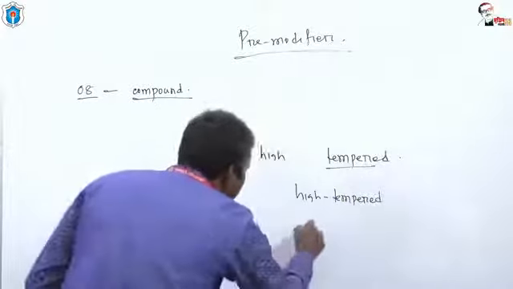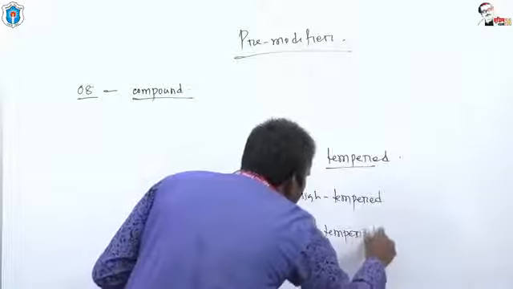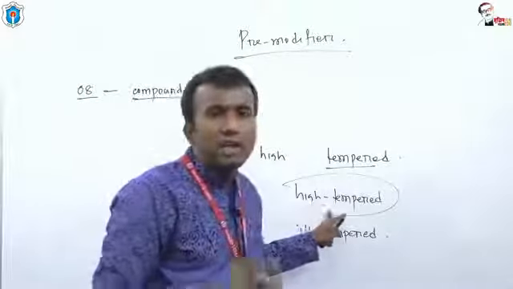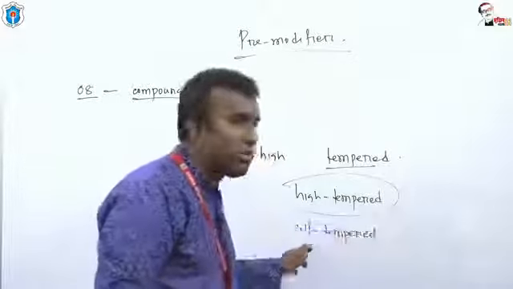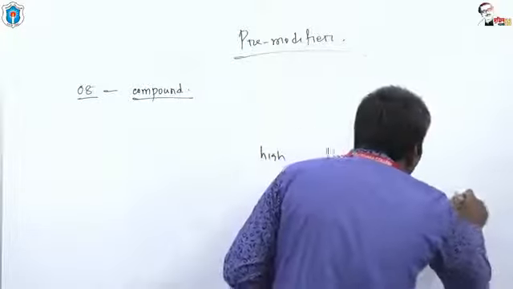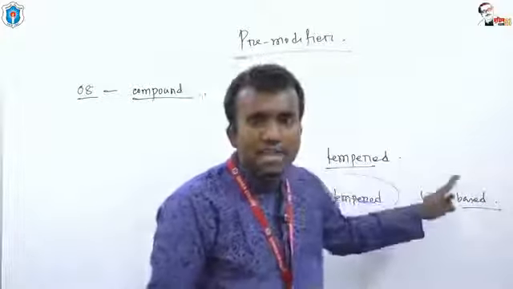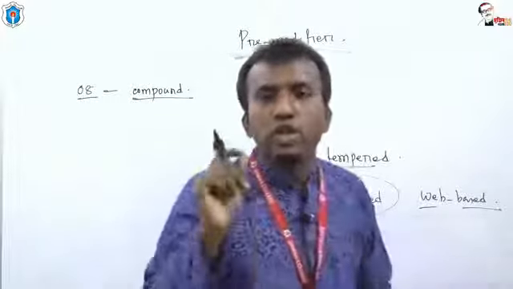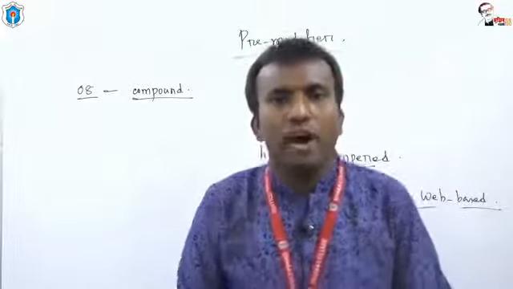if I say ill-tempered, look at this, it has been constructed with the help of 2 words, high and tempered. The second was ill and tempered. Wave-based. Look at, there are 2 words, but these 2 words are connected with the help of hyphen. When 2 or more than 2 words are connected with the help of hyphen.